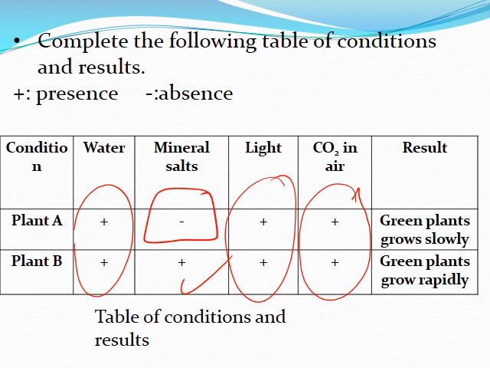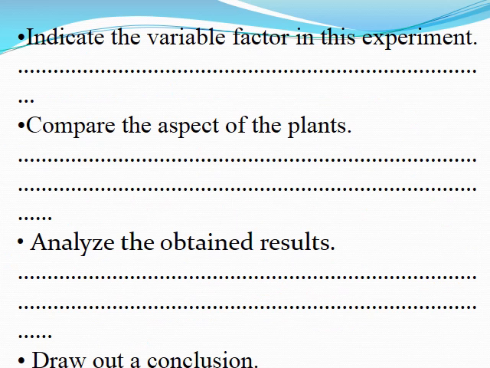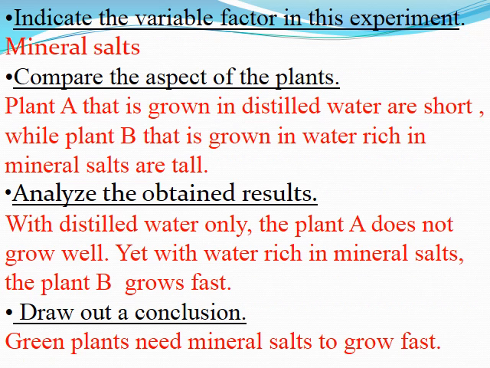The result is the first one. With the absence of mineral salt, the green plants grow slowly, while whenever we have mineral salts, the green plants grow rapidly and normally. The variable factor in this experiment: compare the aspect of the plant, analyze and draw out a conclusion. So the variable factor in this experiment is the presence or the absence of mineral salts. Compare the aspect of the plants. Plant A that's grown in distilled water is short, while plant B that's grown in water rich in mineral salt is tall.